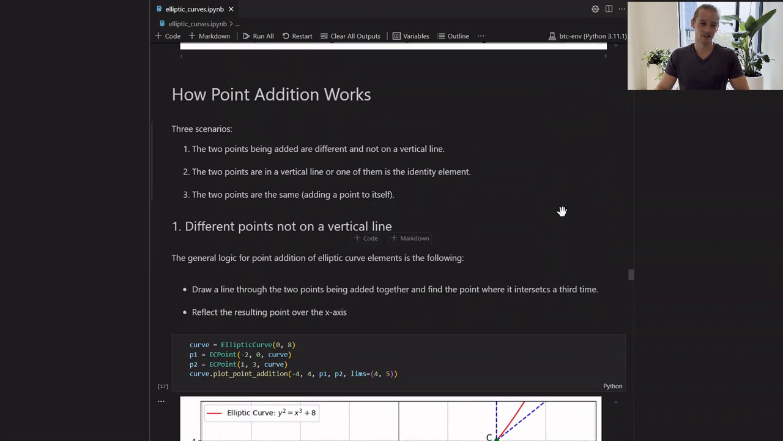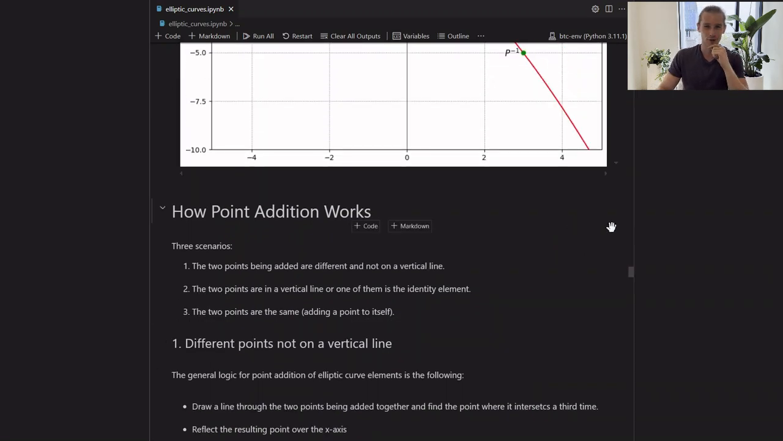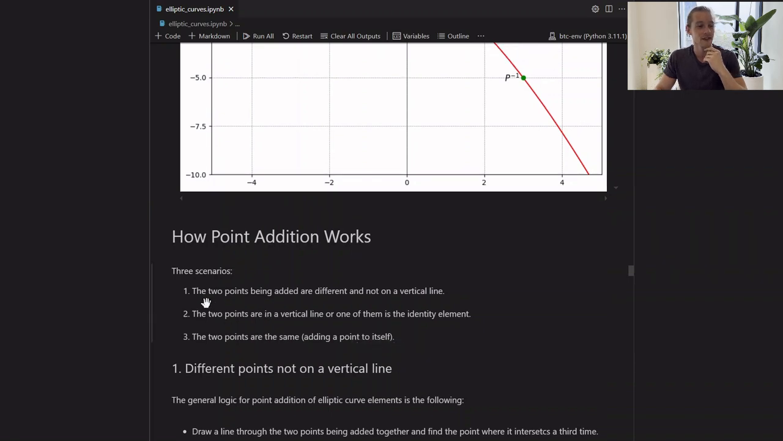Now, how point addition actually works. There are 3 different scenarios that we need to cover to explain how point addition actually works. We can either have 2 points that are different and not on a vertical line. We can have 2 points that are on a vertical line, or one of them is the identity element. And we can have the case where the 2 points are actually the same, so you're adding a point to itself.